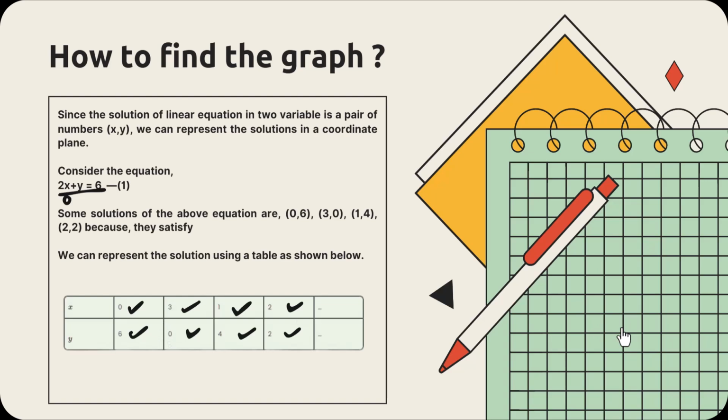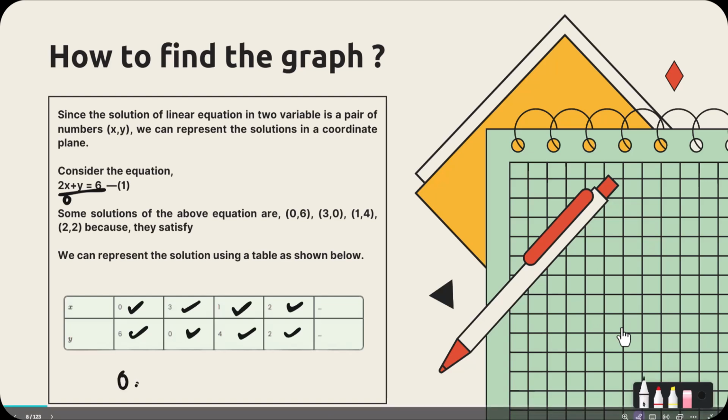Maybe 3 points. Why 3 points? Then you will be able to confirm whether your line is correct or not, right? The third point should be in that line. So if you put x is equal to 0, you'll get y is equal to 6. So all you need is 0, 6, right? And you need the point 3, 0. So if you have these points, you just join them, right? Wherever these points are on the graph, you mark it, then join them.